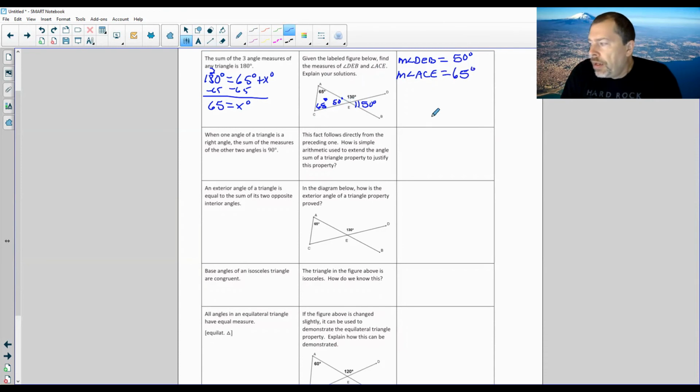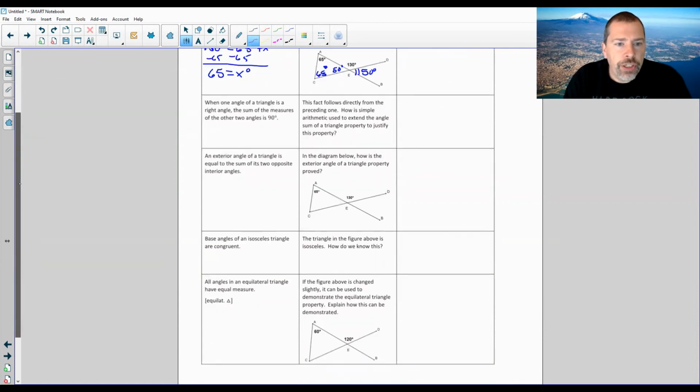Okay. Because the measure of DEB plus the measure of DEA is 180 degrees. That's the other way we could have done that, okay? So this is 150 degrees. The sum of three angle measures of any triangle is 180. That's how we got this, okay? 130 plus 50 is 180. So this is 50, and then we would say 65 plus 50 plus 65 is 180. So there's all kinds of stuff going on there. There's many ways we can solve these.